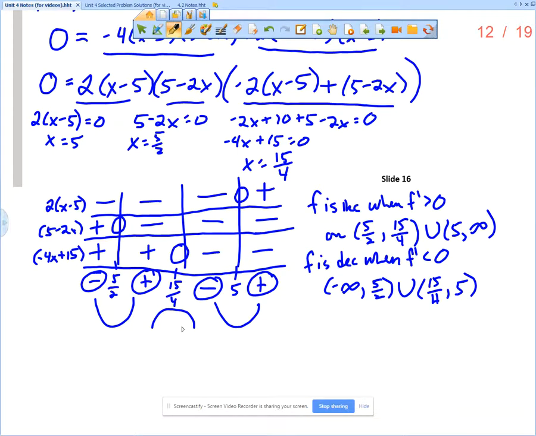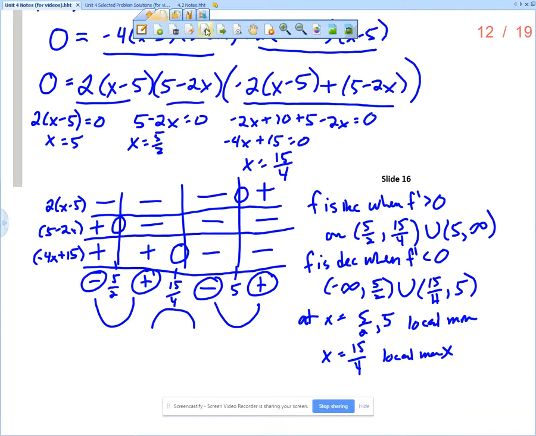Then we also need to talk about local mins and maxes. We could say at x equals 5/2 and 5, there is a local minimum. And at x equals 15/4, there is a local max. That's a lot of work, but the vast majority of that work is old work from pre-calc. So you've got to keep working at it. So that is using the first derivative test.